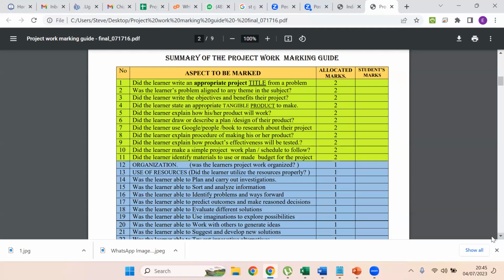If you give these students what to do, you're limiting their creativity, you're limiting their innovativeness, you're limiting their critical thinking, and yet at the end of the day, we want to send out our learners into the world when they can actually solve problems in society. So when we look at our aspects to be marked, marks are allocated. And we go to the first thing: did the learner write an appropriate project title for the problem?